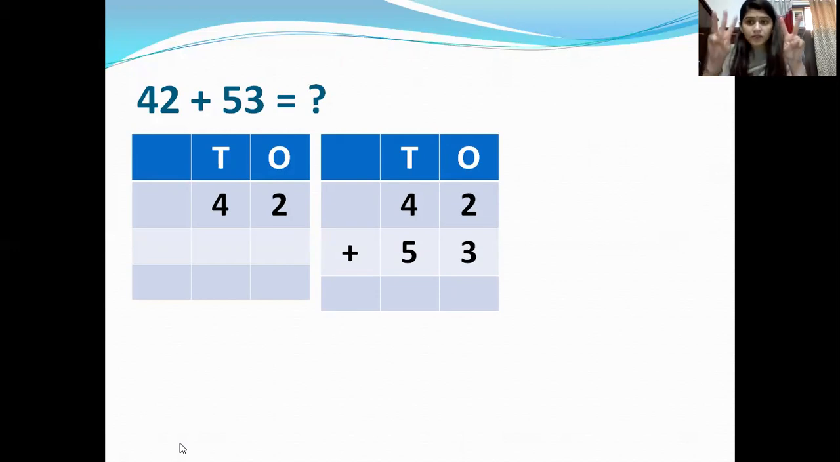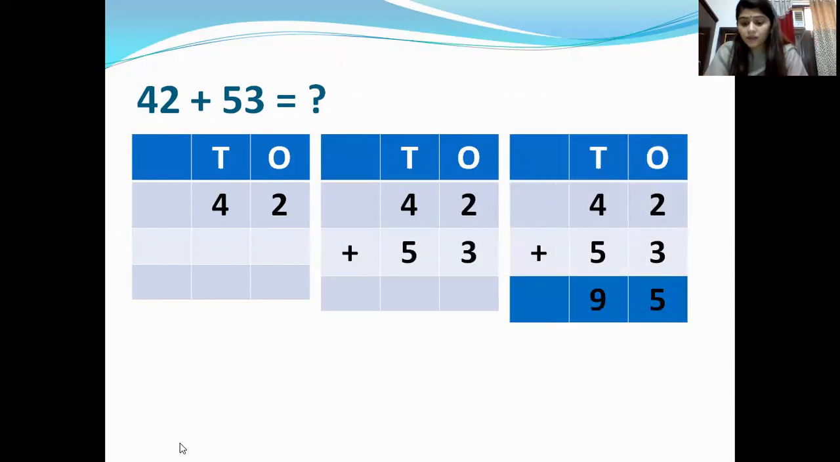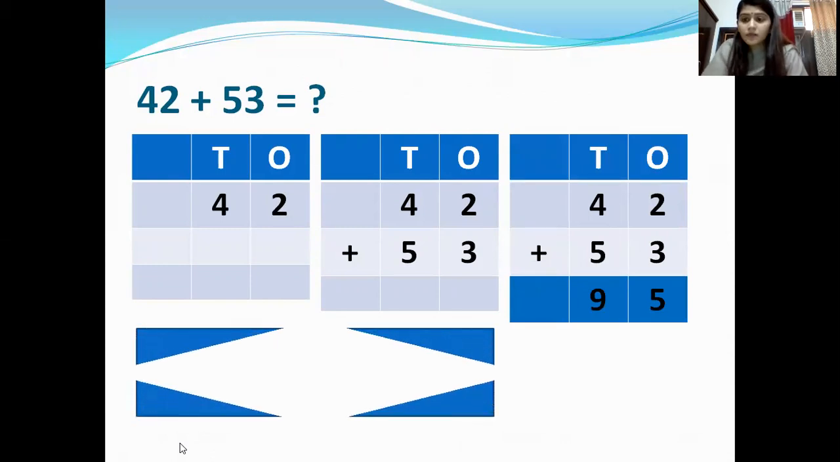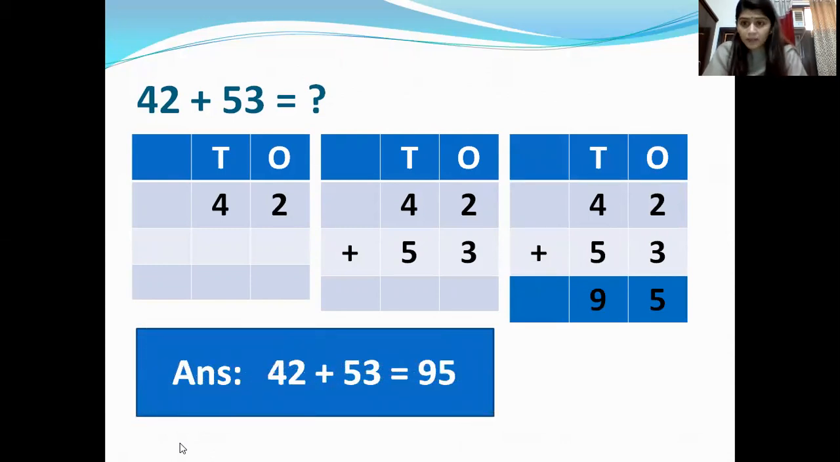So 2 and 3 is equal to 5. So the answer is 5. Next, 4 and 5 are written under T. We will add 4 and 5. So 4 plus 5 is equal to 9. Very good. So the answer is 95. So in this way, we can add 2 digit numbers.